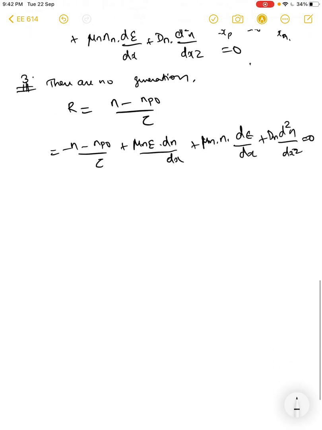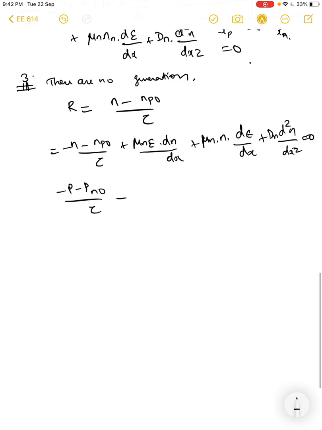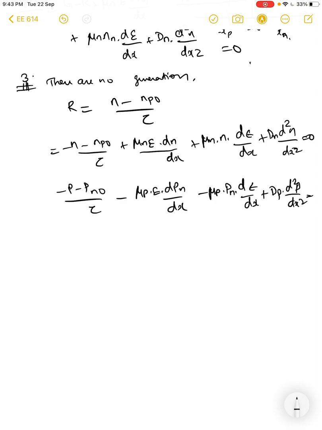You can write the same expression for p, which will turn out to be minus (p minus pn naught) by tau, minus mu p e dpn by dx minus mu p pn dE by dx plus dp d square p by dx square is equal to 0.